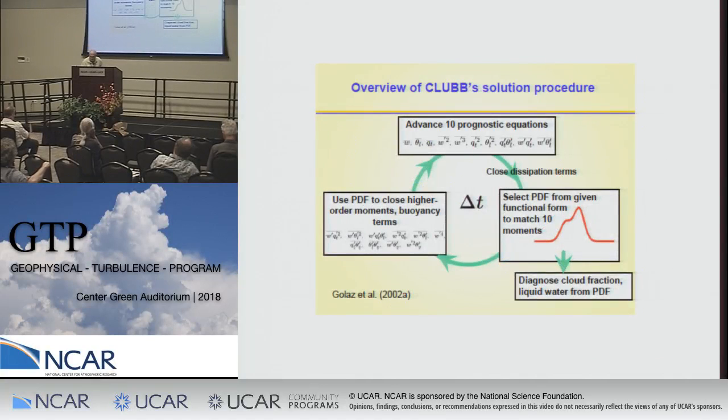All right, so basically this is how CLUB works. It advances these prognostic moments in order, and then distributes them as a PDF. It also closes the moment equations by using this binormal specification of the PDF, and only the parameters within the distribution of the PDF are allowed to change, not the form of it. It has to be given by a binormal distribution.